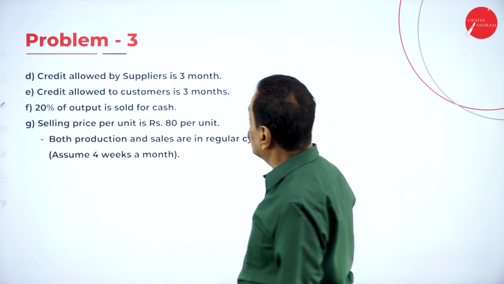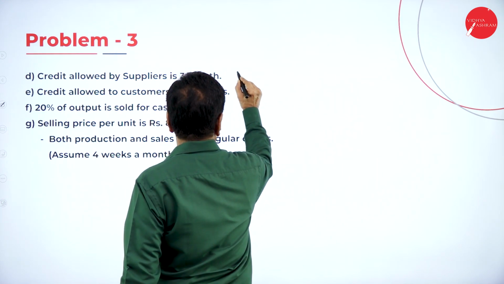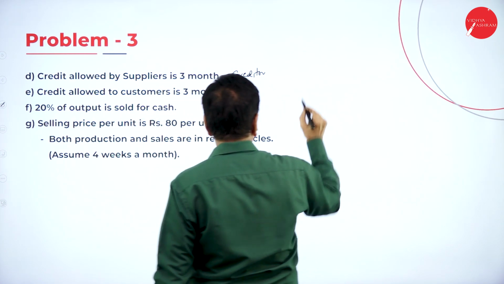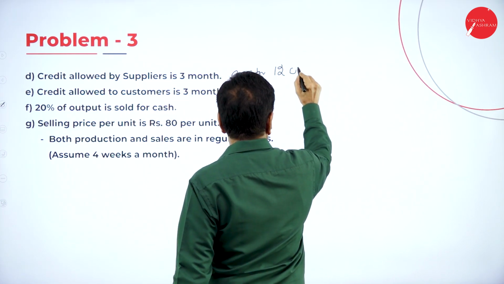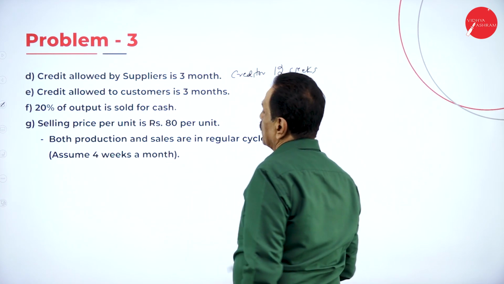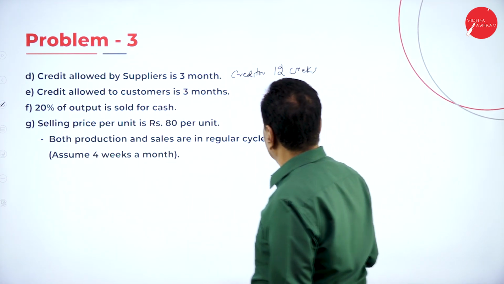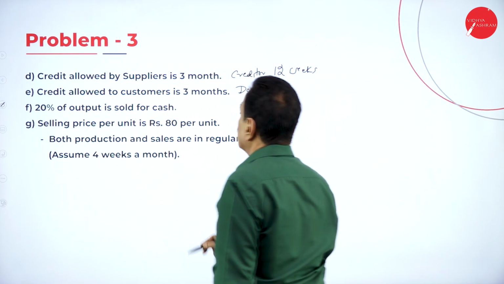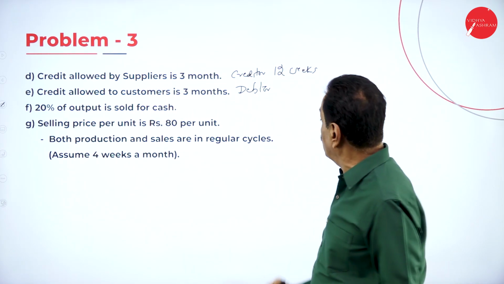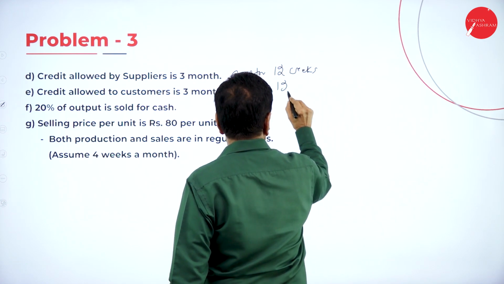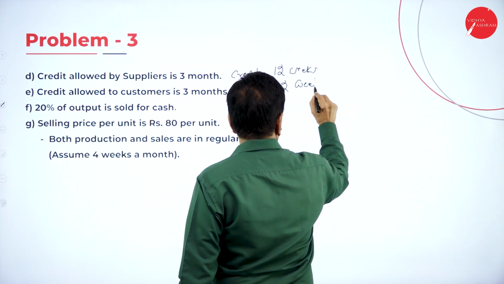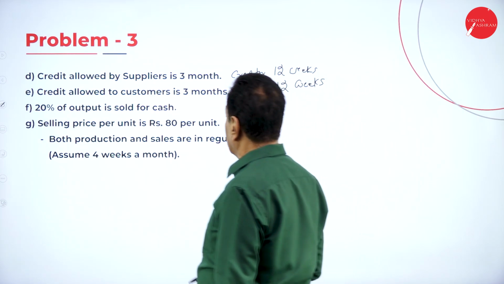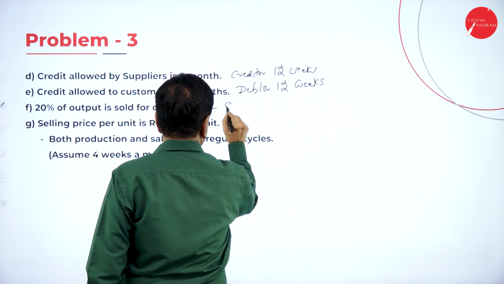Credit allowed by suppliers, that is creditors, is 3 months, which means 12 weeks. Credit allowed to customers, that is debtors, is also 3 months, 4 weeks per month, 12 weeks. 20% of sales is for cash, which means 80% is credit sale.